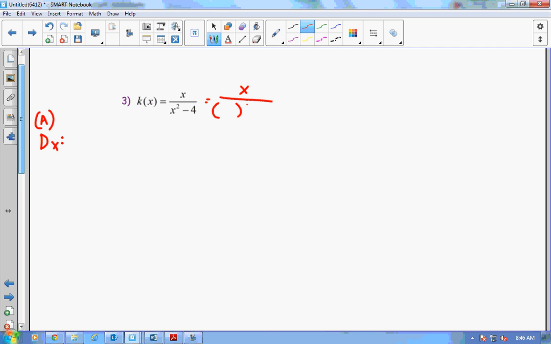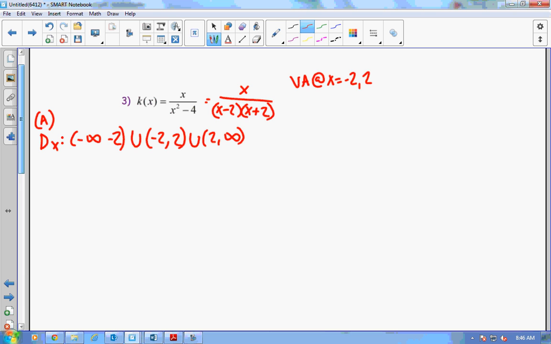We can factor that, right? We get x minus 2, x plus 2. Do those cancel? Are they removable discontinuities? No. So if they're non-removable, what happens? Not a hole. Removables are holes. Vertical asymptote. X equals negative 2 and positive 2. So our domain goes from negative infinity to negative 2 union negative 2 to positive 2 union 2 to infinity, all parentheses because we have vertical asymptotes.